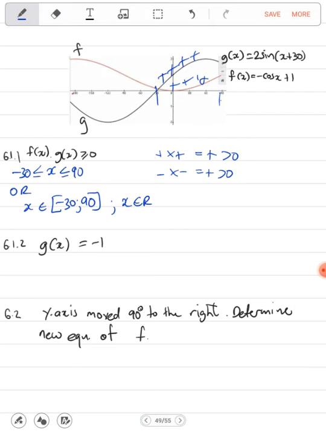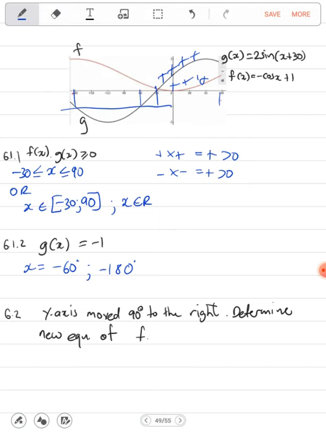Then in 6.1.2, they ask you where g(x) equals minus 1. This wasn't too bad. Just go to where minus 1 is, read off on your graph, and the answers fell straight into set positions of minus 180 degrees and minus 60 degrees. So x is equal to minus 60 and minus 180. Order wouldn't matter which way you put it, whether you're reading it from left or right.